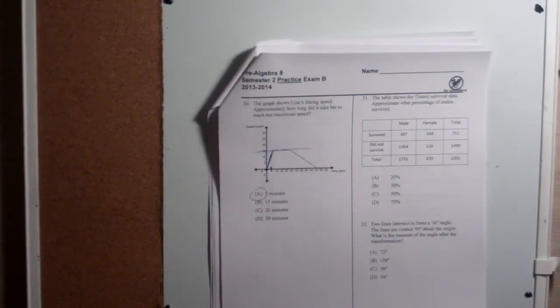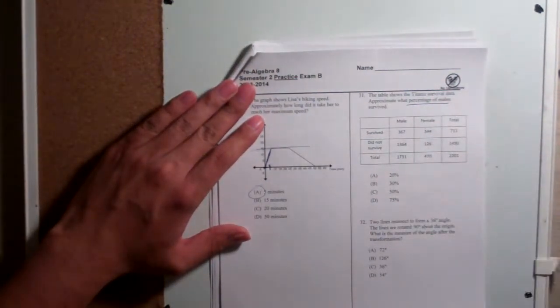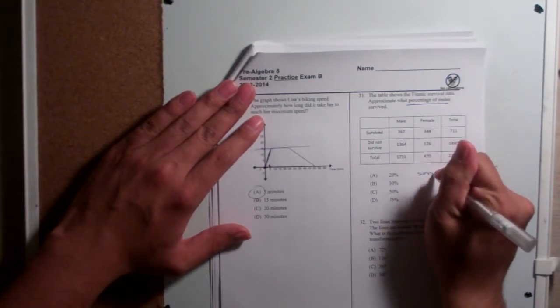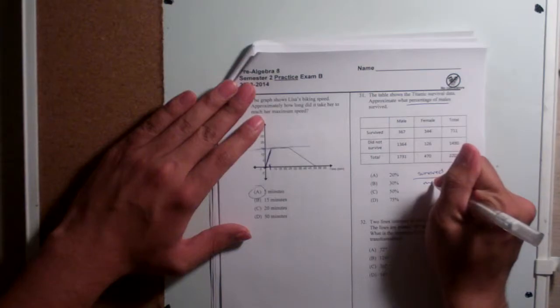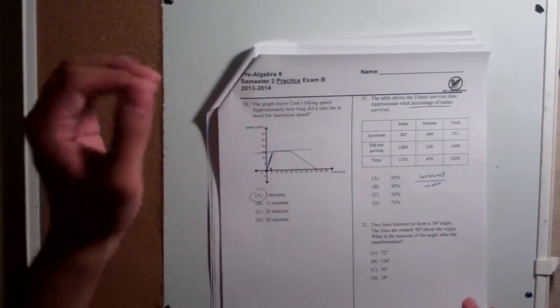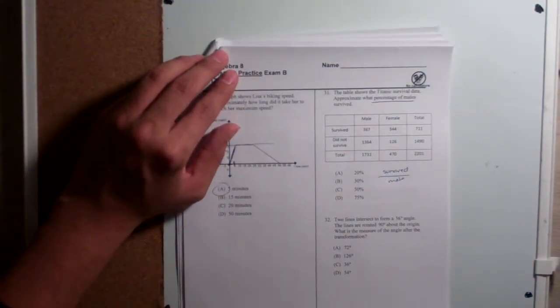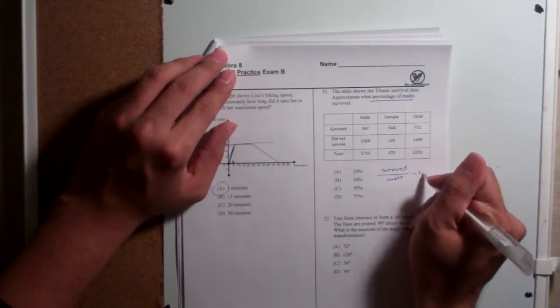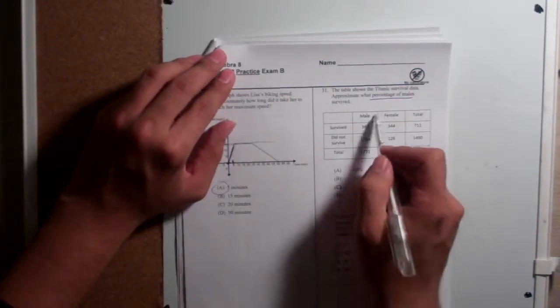Okay. All right, 31. It says the table shows the Titanic survival data, approximately what percentage of males? So percentage of males. What I want to figure out is how many males survived out of how many males there are, right? Because it says percentage of males, not percentage of all the people. So read that very carefully. All right, so males that survived is 367 divided by all the males.